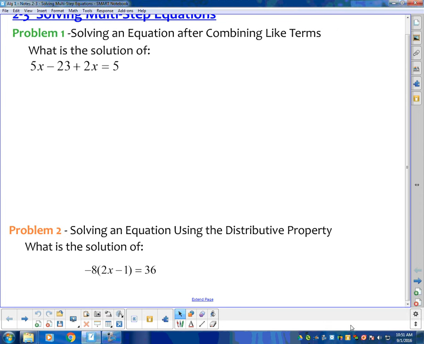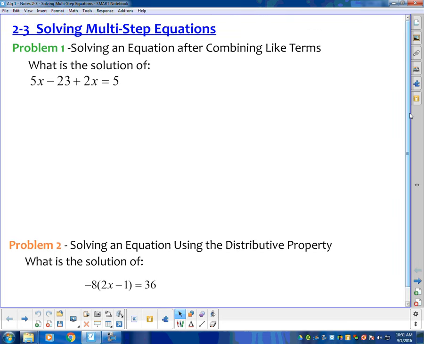Okay, we're going to look at solving multi-step equations today. So this is more than two steps, like we talked about last time. So it'll be an added step, maybe combining like terms or distributing before you do your inverse operations. And there could be more than two inverse operations, even when we involve fractions, like we saw on the flowchart. So, solving an equation after combining like terms.